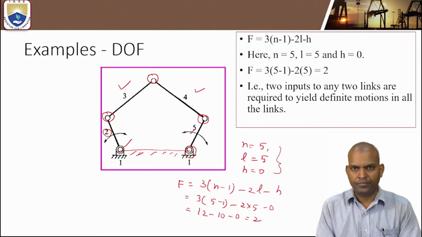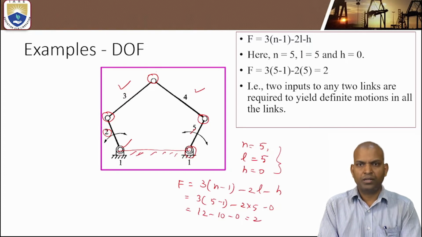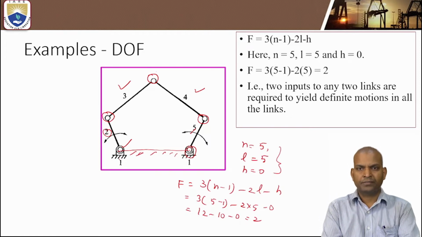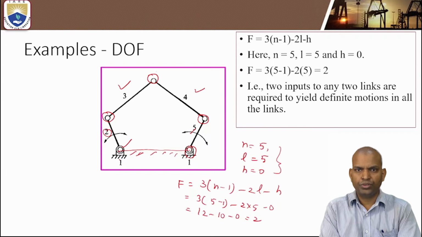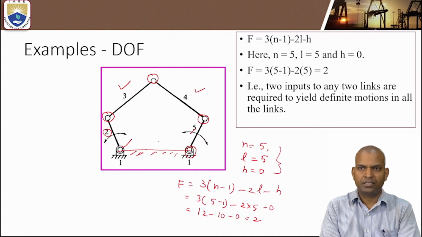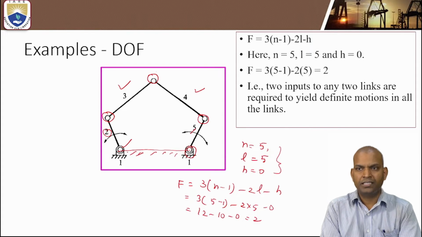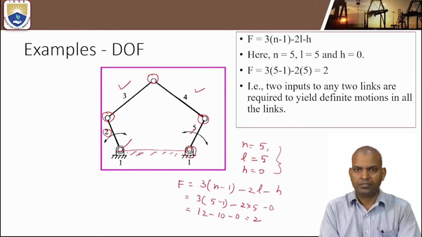The degree of freedom for a 5-bar mechanism is 2. What is the physical meaning? If we give 2 inputs to any 2 links, it is required to yield definite motions in all the links. That is the significance of degrees of freedom: 2 inputs to any 2 links are required in order to yield definite motions in all the links.